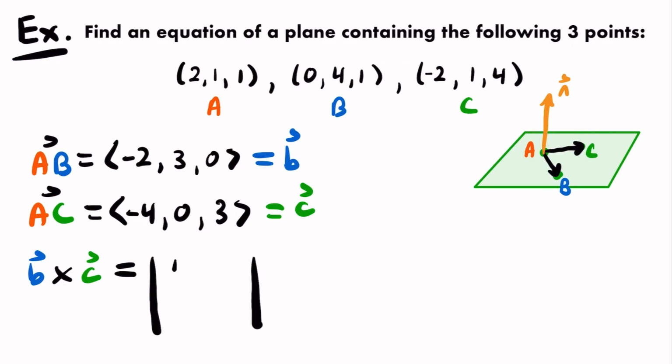The first row will have the standard unit vectors I, J, and K, and then the second row will be the components of vector B, or vector AB, and then the third row will be the components of vector C, or vector AC. So we're going to have negative 2, 3, 0 in the second row. So I'll write negative 2, 3, 0, and then in the third row we will have negative 4, 0, 3. So I'll write negative 4, 0, 3. Okay, and so now let's perform this cross product.